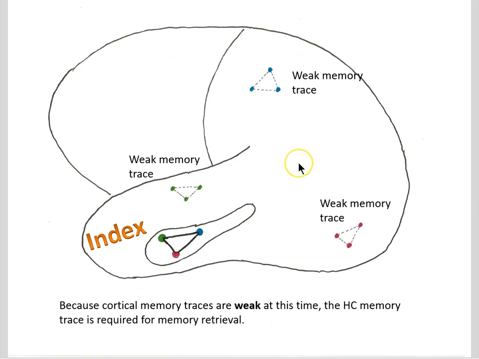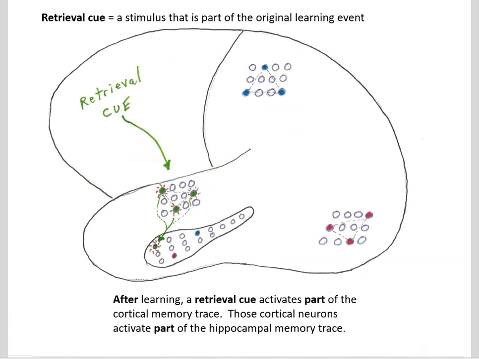In this final lesson in the series on memory, we'll see what happens when we retrieve a memory, and then we'll have some final words about what is a memory. So after one learning event, we have a brain that looks like this. We've got strong hippocampal memory trace, but we've got weak cortical memory traces. And so we said the hippocampal memory trace is like an index. It is going to be needed to locate and to reactivate the cortical memory traces if we want to retrieve this information. So what is retrieval?